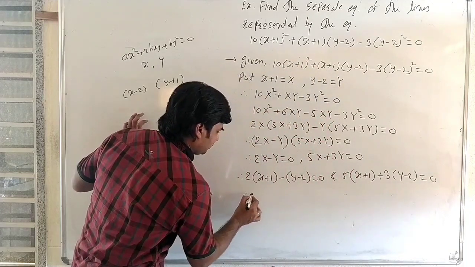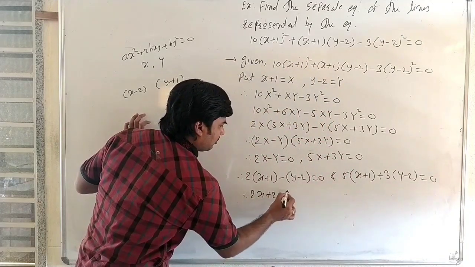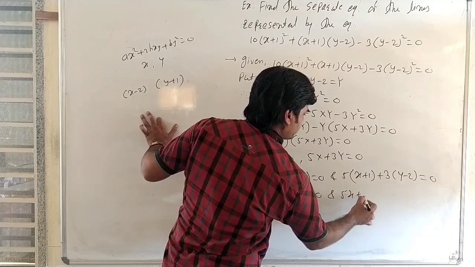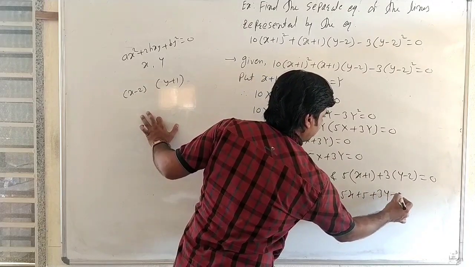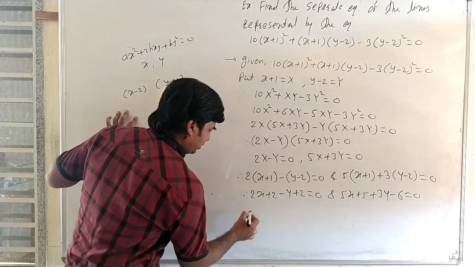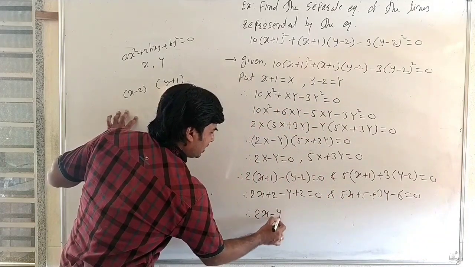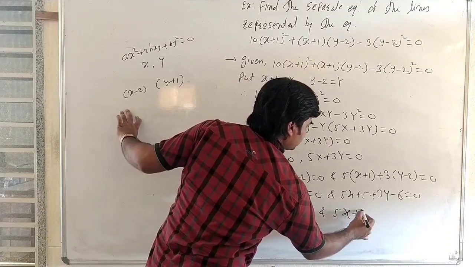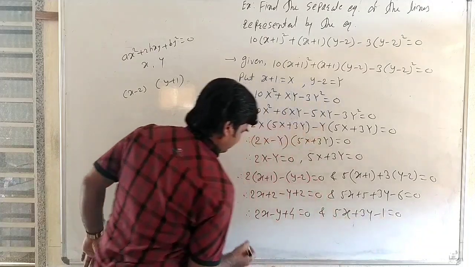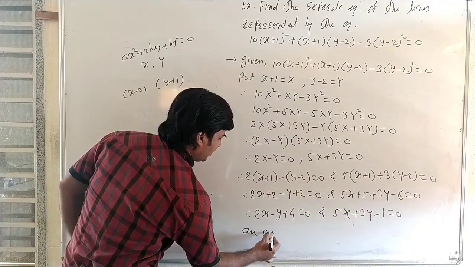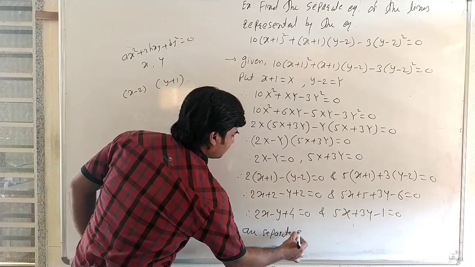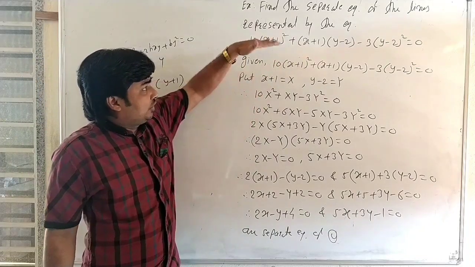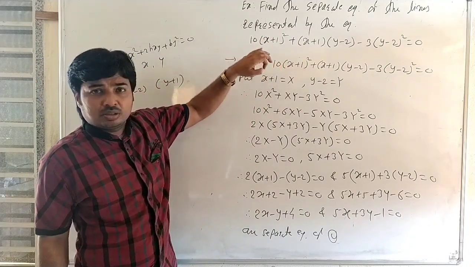Now take the calculation. 2x plus 2 minus y plus 2 is equal to 0, and 5x plus 5 plus 3y minus 6 is equal to 0. Now it is 2x minus y plus 4 is equal to 0, and 5x plus 3y minus 1 equal to 0 are the separate equations of the lines.